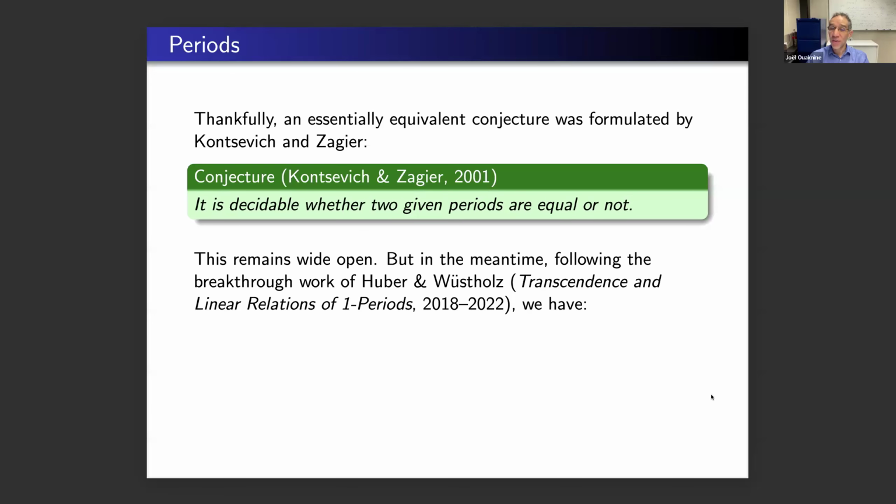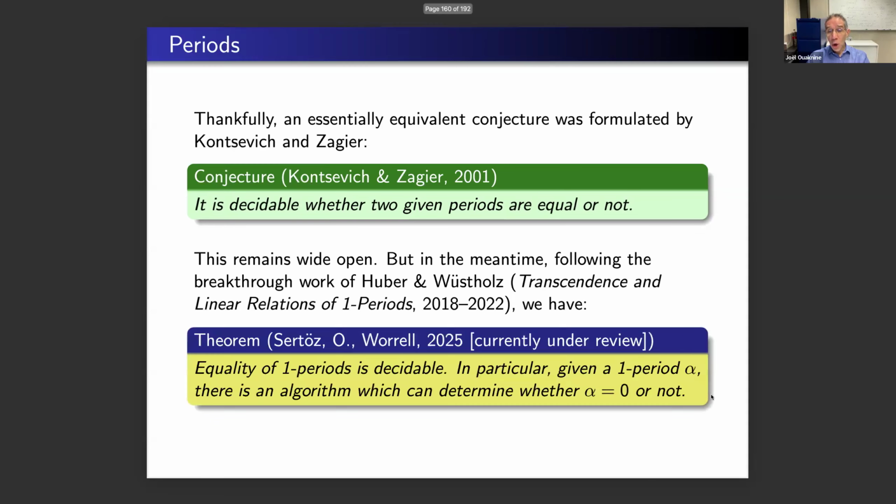This is wide open. However, for 1-periods, following the breakthrough work of Huber and Müller-Stach, we have proven, together with Emre Sertöz, who's really been the driver of this work, and James Worrell, this is currently under review, that the equality of 1-periods is decidable. So in particular, if I give you a 1-period alpha, there's an algorithm that can tell you whether alpha is equal to 0 or not. Okay, so I will now tell you what this has to do with holonomic sequences. So just bear with me, it's all coming together.